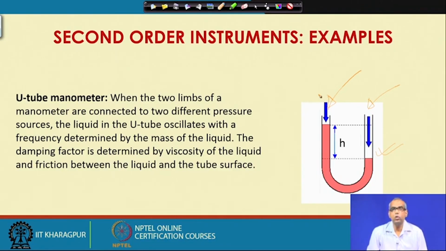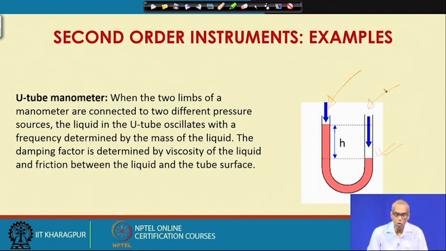If the limbs are connected to two different pressure sources, the level of mercury in both the limbs will be different. If both the limbs are connected to the same pressure source, let us say both the limbs are open to atmosphere, that means the same pressure is being applied on both the limbs, then there will not be any level difference in the U-tube manometer. So, the difference of level of mercury or manometer fluid within the manometer is a measure of difference in pressure in these two limbs.